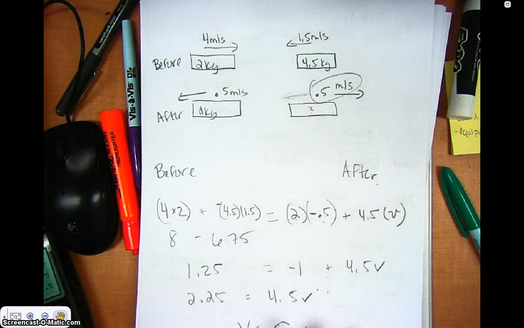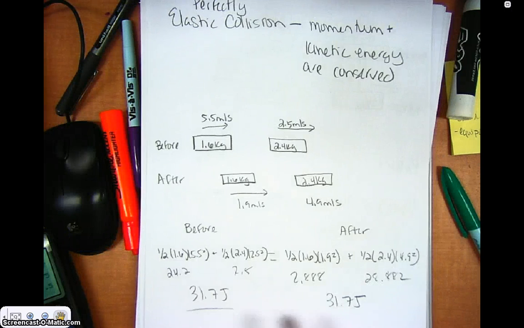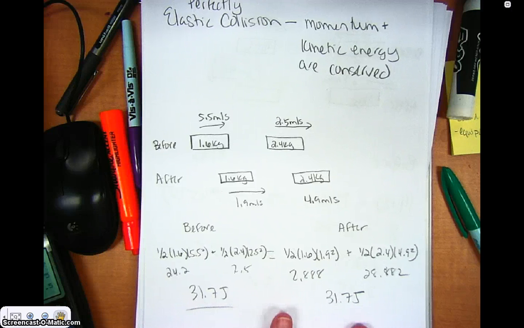Okay? So we can use the idea of conservation of momentum in order to solve when two things bounce off one another. But we have to remember that if we are going to say that a collision is perfectly elastic, then it has to be the scenario where kinetic energy is conserved.